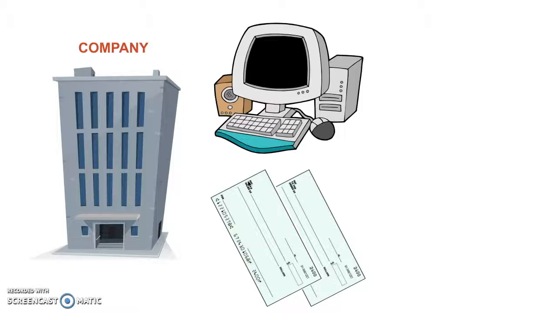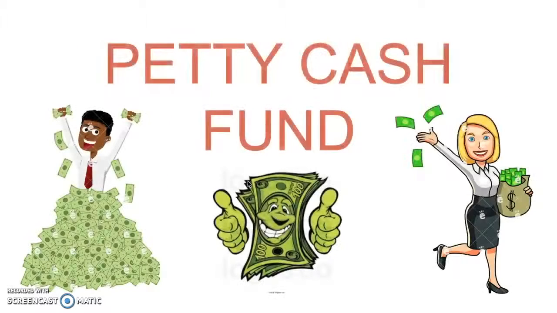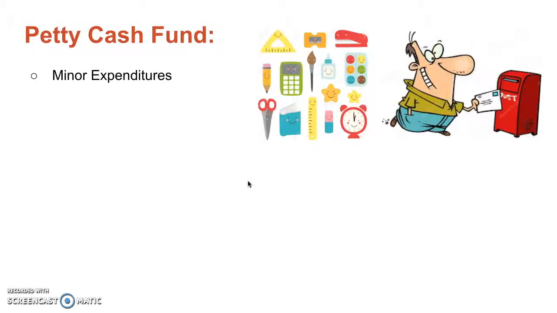While these are great control activities, imagine having to do this extensive process for minor expenditures, such as the purchase of miscellaneous supplies or a small postage. It's just too tedious. That's why there is a petty cash fund. A petty cash fund is an amount of cash kept on hand to pay minor expenditures. They are a simpler alternative to credit transactions and a convenient way to pay for small purchases.